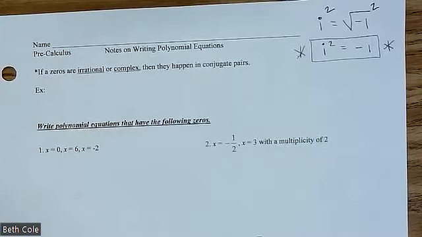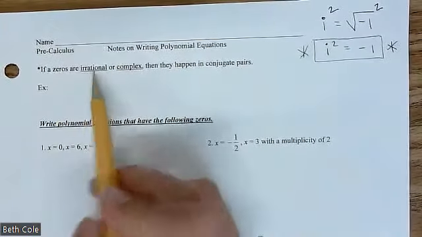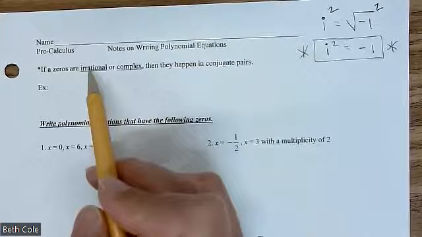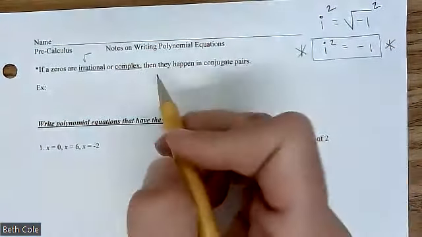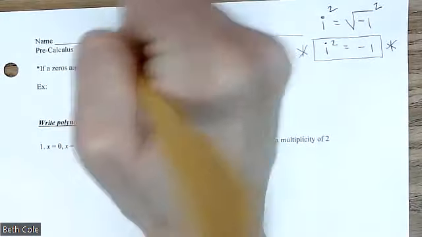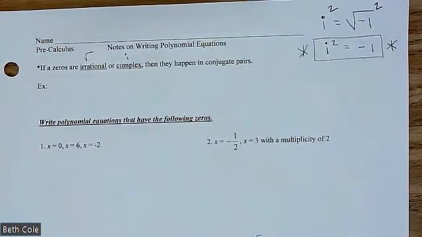Only other thing I need to say before we jump into doing these problems is if your zeros are irrational, that means that there's a square root in them. That's what that means. Or complex, that means that there's something imaginary in it. They happen in conjugate pairs. And that's where you have a plus and a minus. Whenever you have the quadratic formula, there's a plus minus in there. Whenever you complete the square, you get a plus minus. Okay, that's where that comes from.